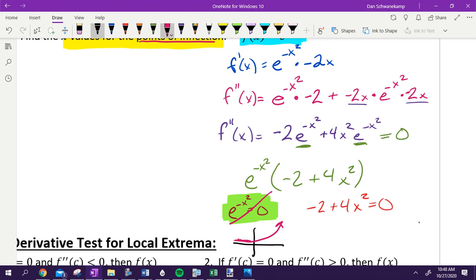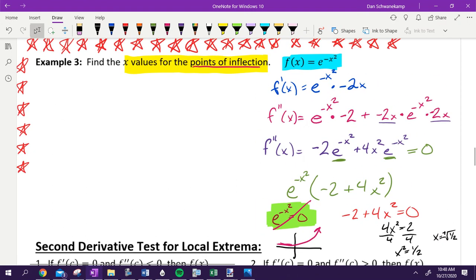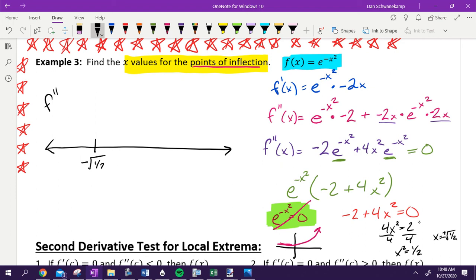Then we solve the other one. So the other one we just straight solve. 4x squared equals 2. Divide by 4, divide by 4. x squared is a half. So x is going to be equal to plus or minus the square root of a half. Okay, sorry, I'm getting kind of ugly over there. I don't have a lot of space. But I'm doing an f double prime number line because I'm trying to find points of inflection. I want to look at the second derivative. I'm putting two numbers on there: negative square root of a half and a positive square root of a half.